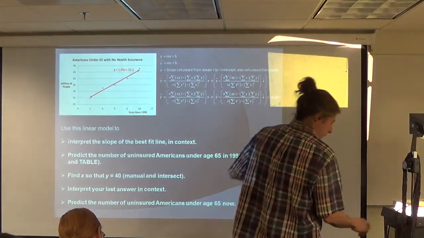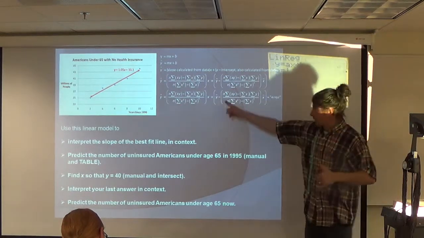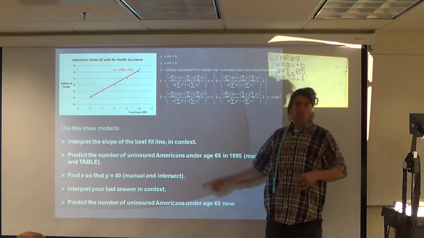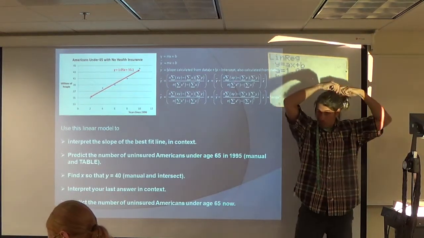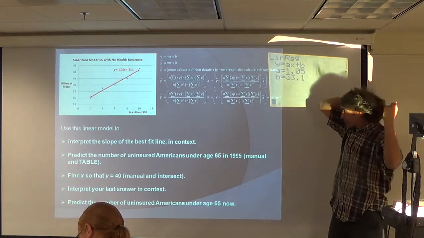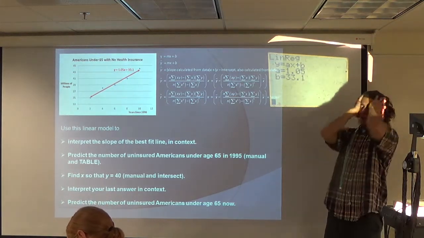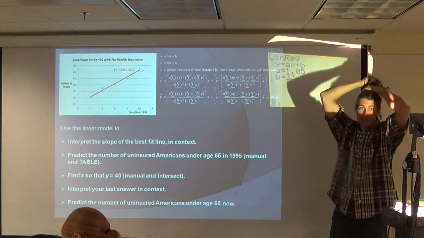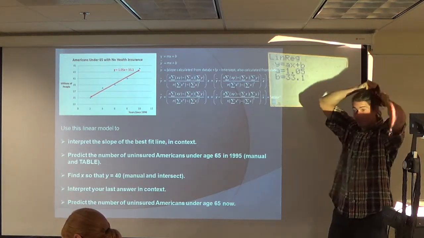All right, so we just manually figured out the number of Americans under age 65 uninsured in 1995. Yay for algebra.